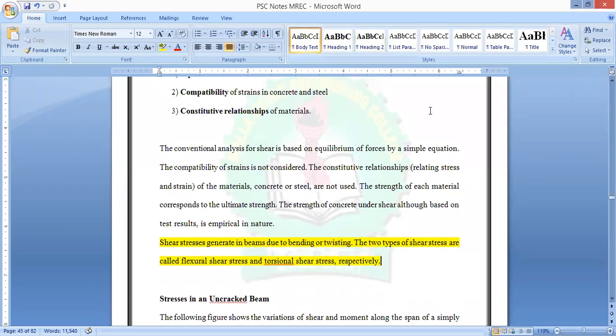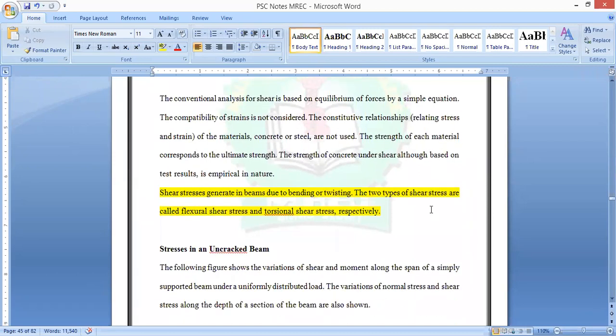Understand? Very, very important. You have to mark it as a very important point. Shear stresses always generate in a beam due to bending or twisting. Without this, there is no possibility of shear stress generating in a structural element. Based on the bending, a bending shear stress takes place. Based on the twisting, twisting or torsional shear stress takes place. Because twisting is a behavior, bending is a behavior. Due to bending, flexural shear stress. Due to twisting, torsional shear stress generates in a beam. So that is what you need to understand.